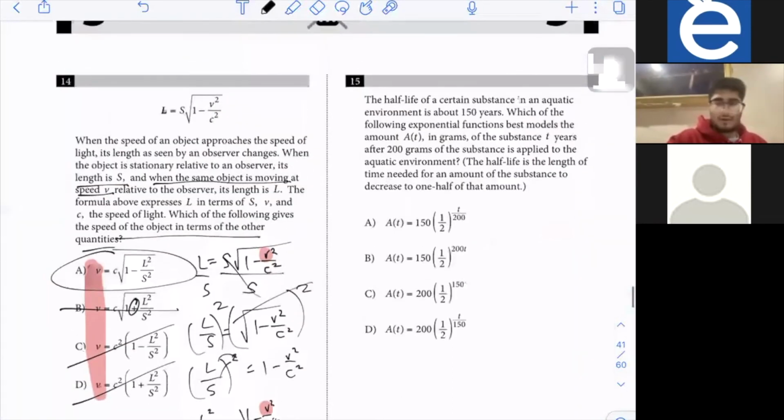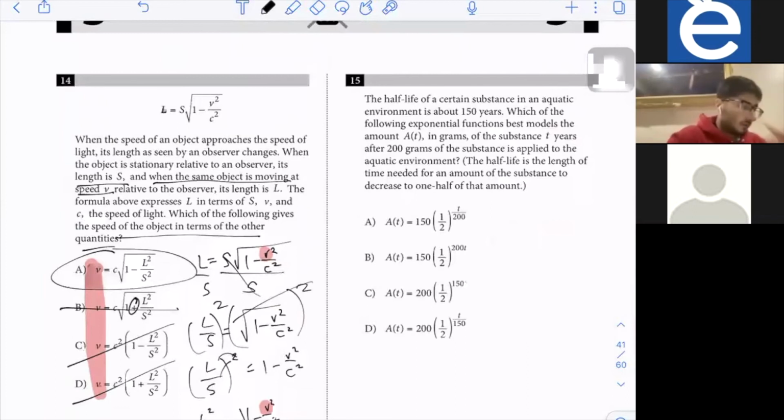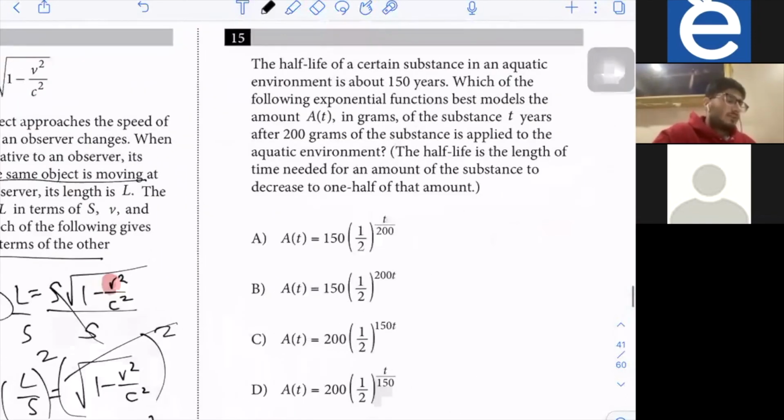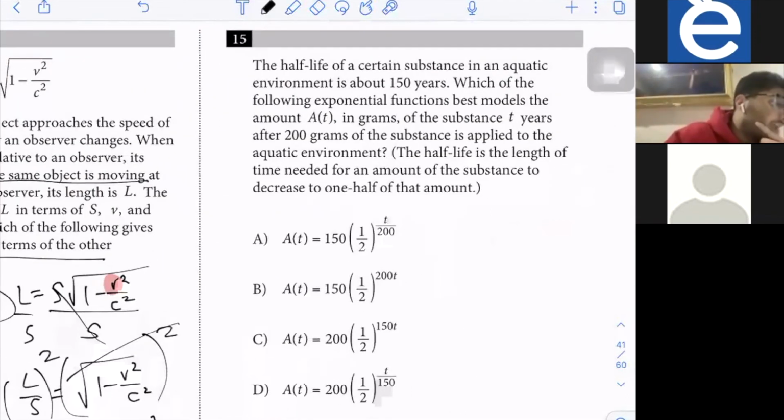Okay, question 15. Last one for the multiple choice. Okay, the half-life of a certain substance in an aquatic environment is about 150 years. The half-life, remember the half-life. Which of the following exponential functions best models the amount A of t in grams of the substance t years after 200 grams of the substance is applied to the aquatic environment? So this is basically the initial.